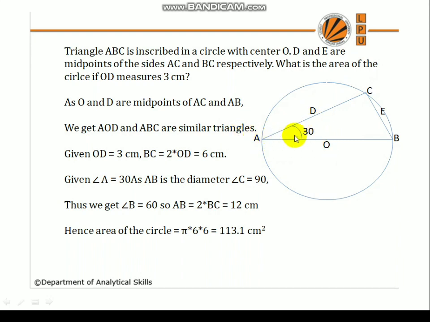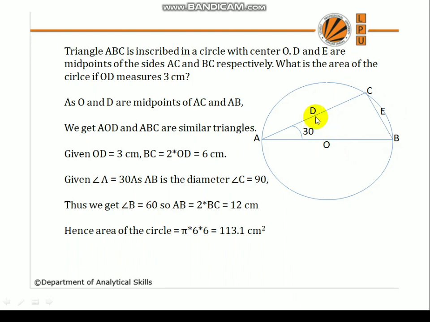AOD and ABC are similar triangles. Since these two triangles are similar and O and D are midpoints of the given triangle, OD equals 3 cm, therefore the side BC will be exactly double the size of OD. This is because of the midpoint theorem. OD and BC will be parallel, and O and D are midpoints.